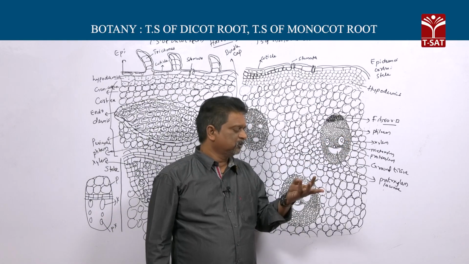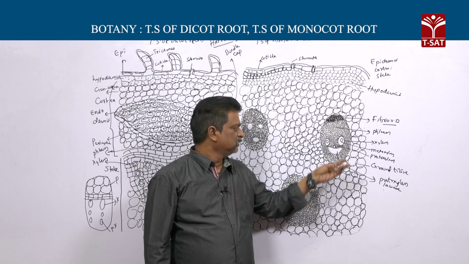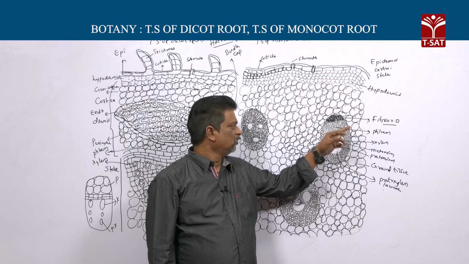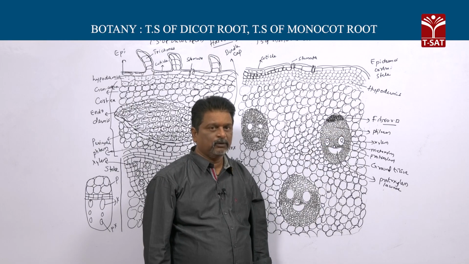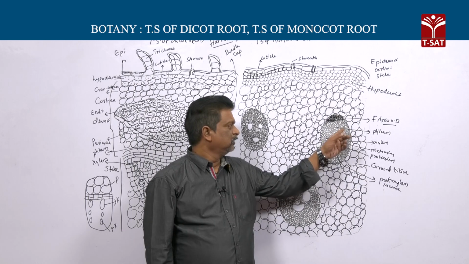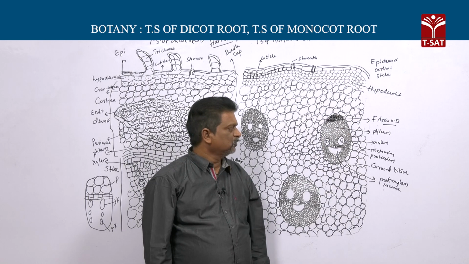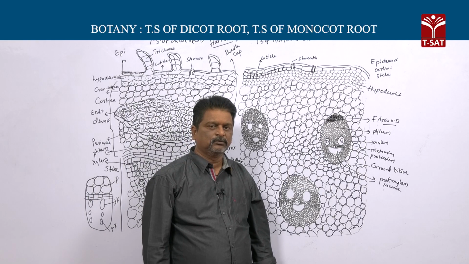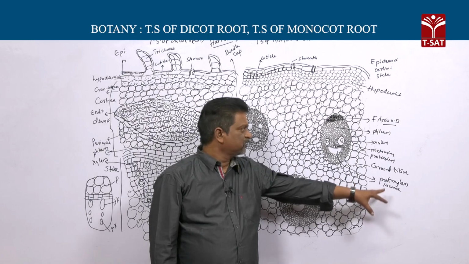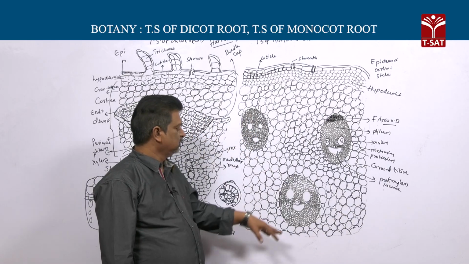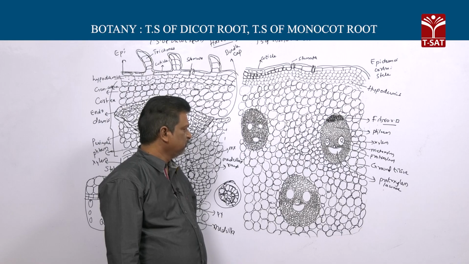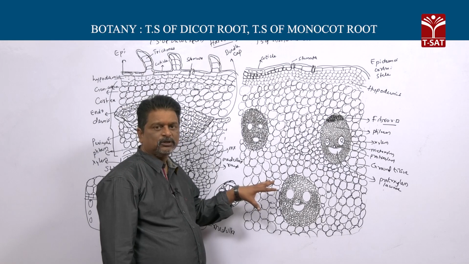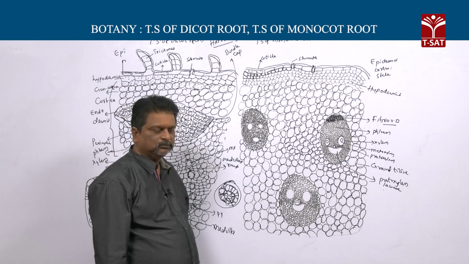Generally, xylem shows tracheids, vessels, xylem parenchyma, and fibers. Phloem shows sieve tubes, companion cells, and which one is absent in monocot stem means that phloem parenchyma is absent. Then, vascular bundles are scattered. That is why medulla, even medullary rays are absent. It is about monocot stem.